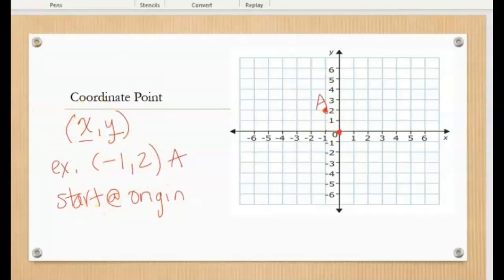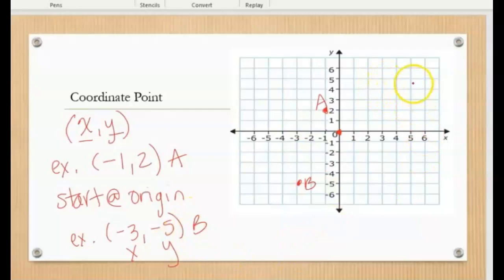Okay, let's try another one. What if we did -3, -5? We're going to start at the origin. And remember, you go in the x direction first. So this is x, and this is y. We're going to go to the left 3 and down 5. We can call this point B.